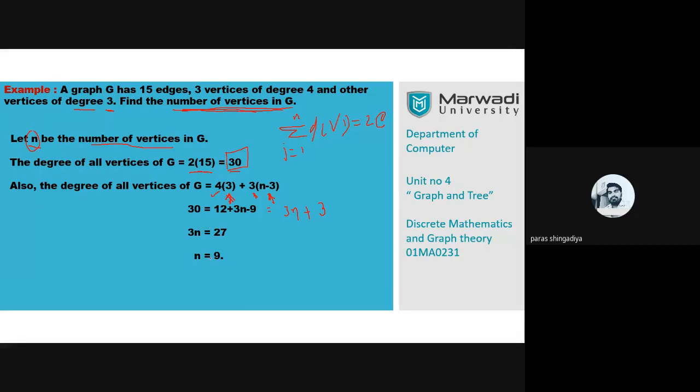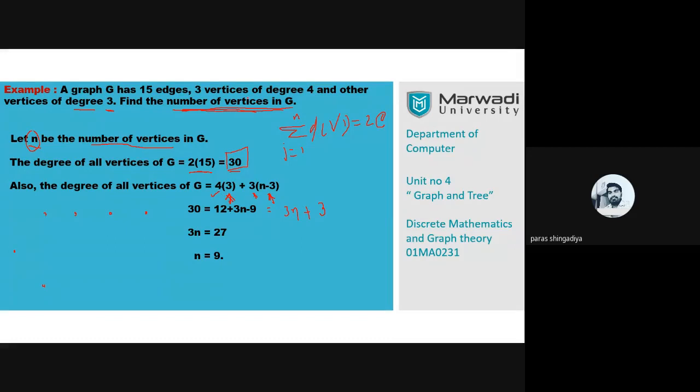Clear? So that way you can check how many vertices are in this graph which contains 15 edges and 3 vertices of degree 4. So 3 vertices of degree 4. What is remaining now? 6 vertices. Clear? If you remove 3 from 9, there are 6 vertices remaining whose degree is 3. Clear? So now your task is to draw its graph in your book. Okay, there are 9 vertices you have to mention, and you have to map them in such a way that the degree of A.